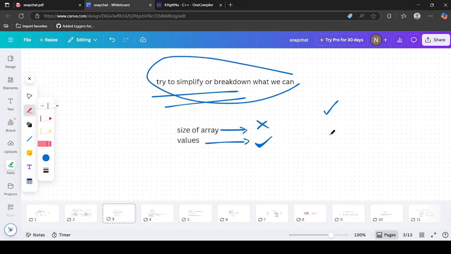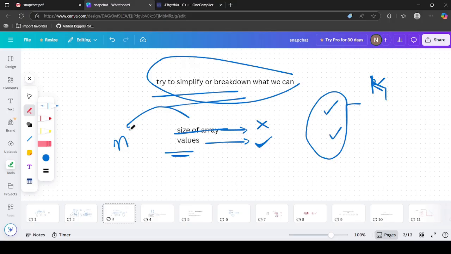Firstly, the size of array, and secondly values only, right? Because k is given, we cannot change it. And so obviously first we have to think of size of array and then the values. Only these two are the things we have in our hands. So let's come to size of array.